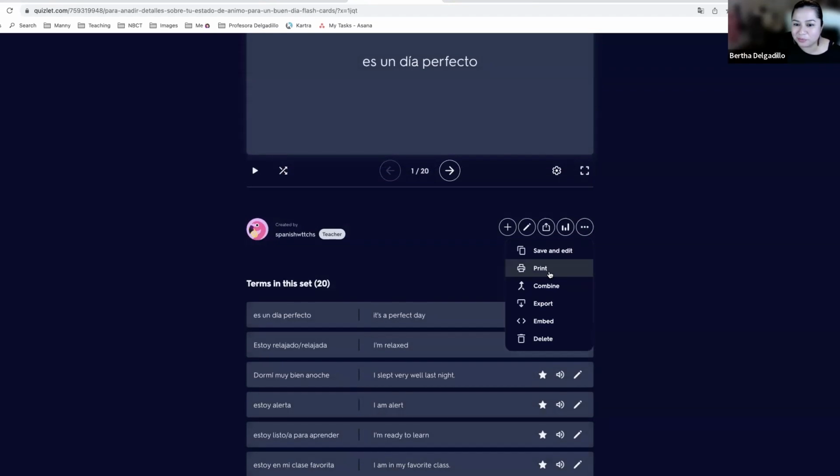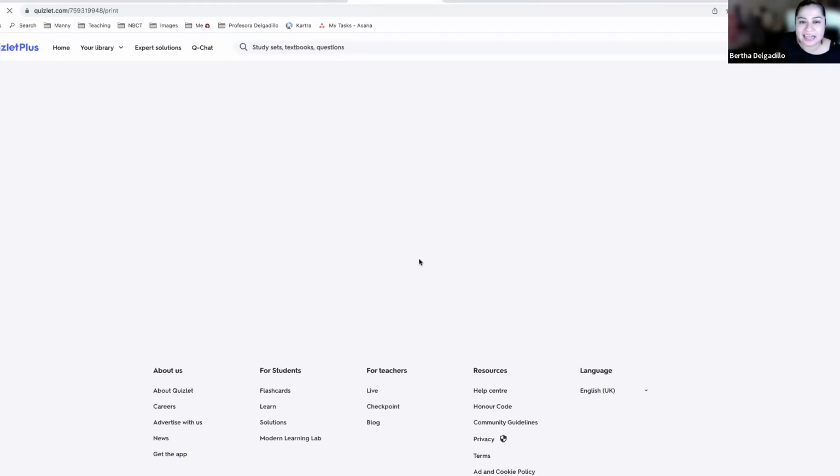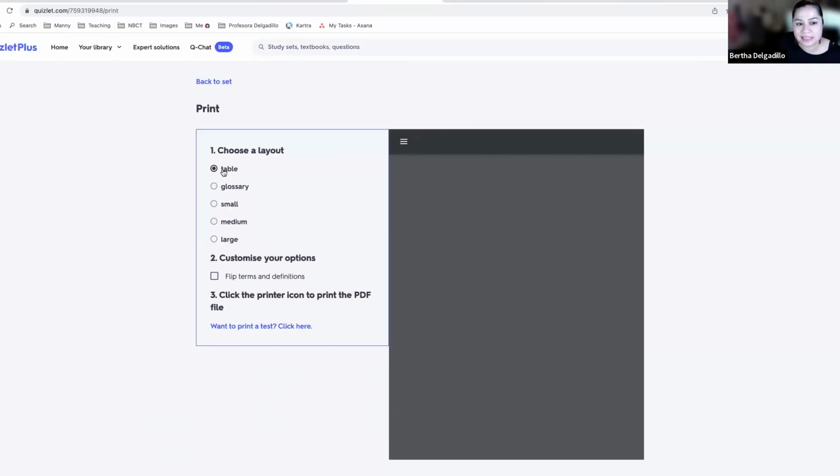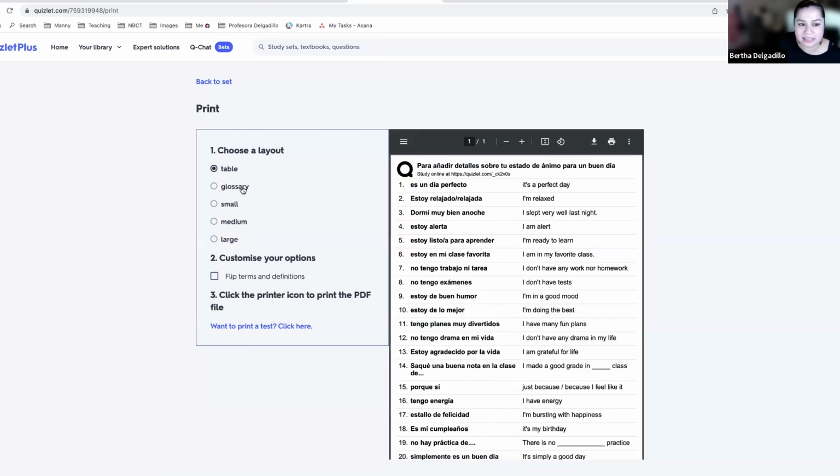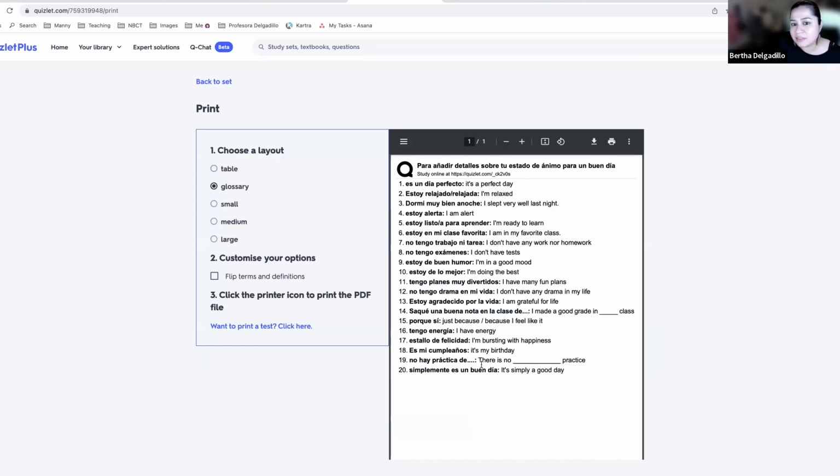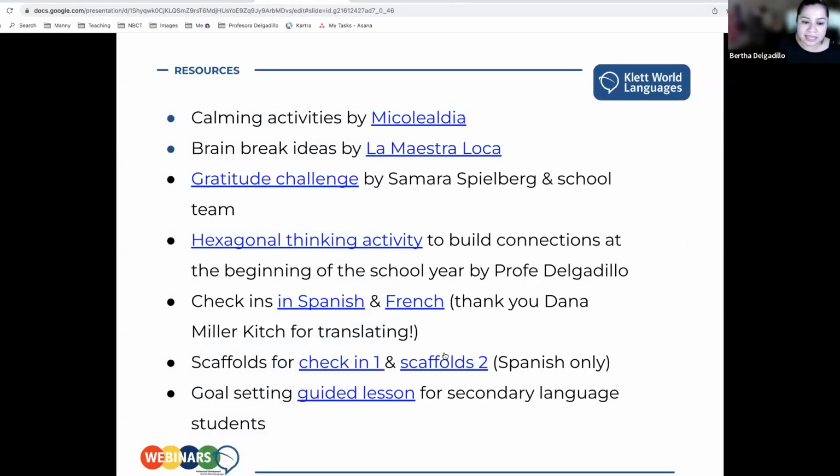I go to print, and then I tell it to print it for me as a glossary or as a table, like as a glossary. And I give it to my learners. So I give them phrases so that they can add more details. So I have one to talk about having a good day and to talk about having a not so great day. And then finally, I have a little guided lesson for goal setting that I am also going to be sharing with you.